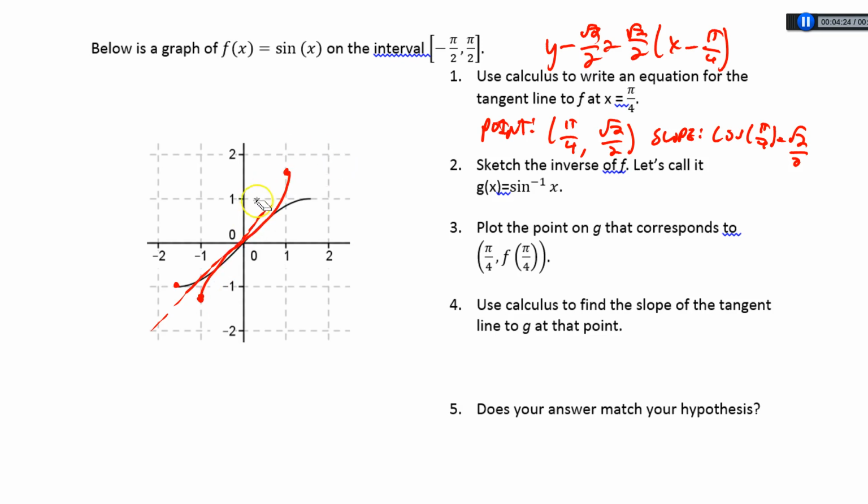All right, let me get rid of my dotted line here. Okay, so the red right there looks a lot like the sine function, but it's kind of turned on its side, right? It's been reflected over that line y equals x.